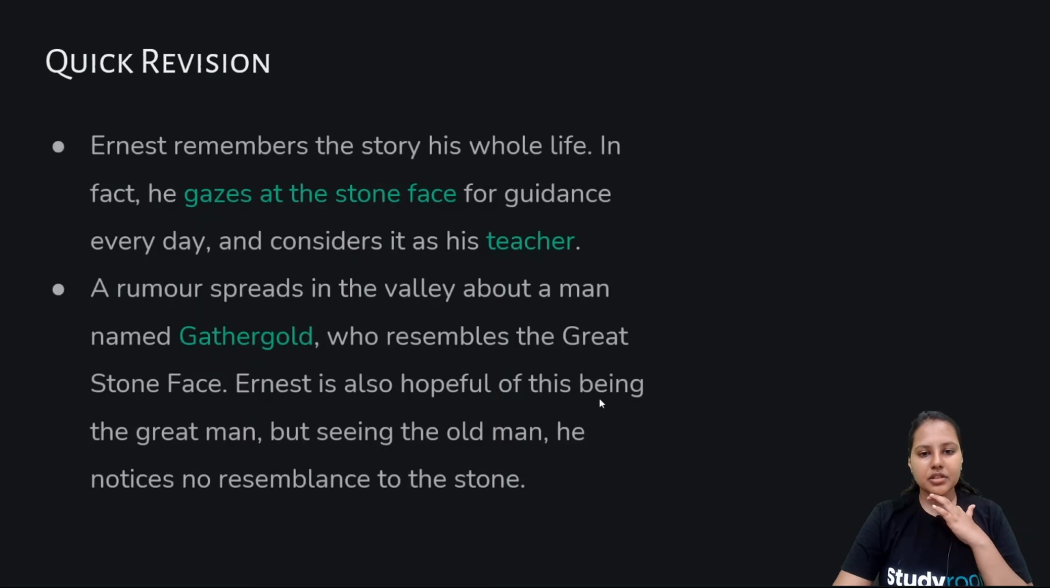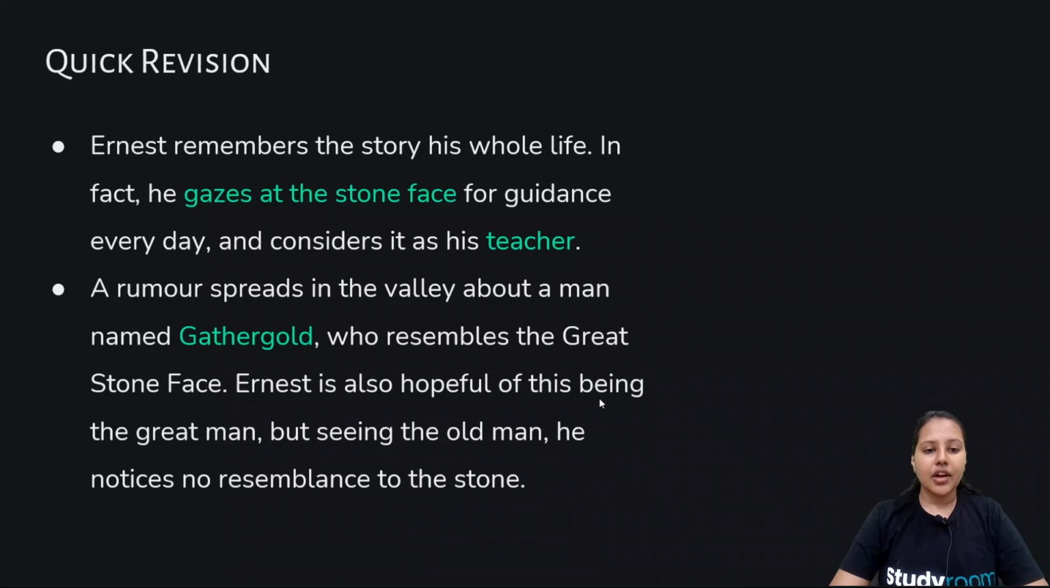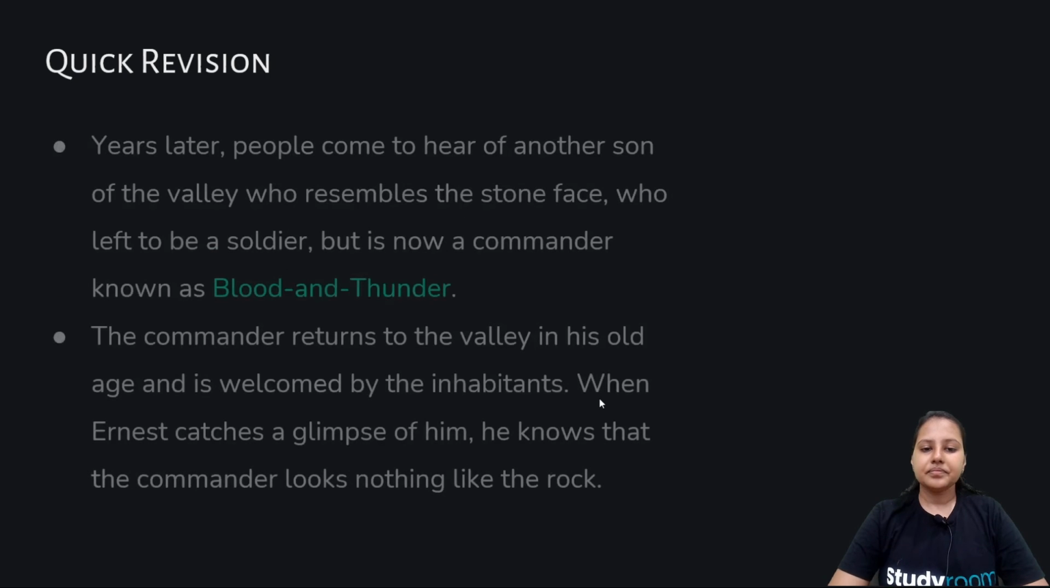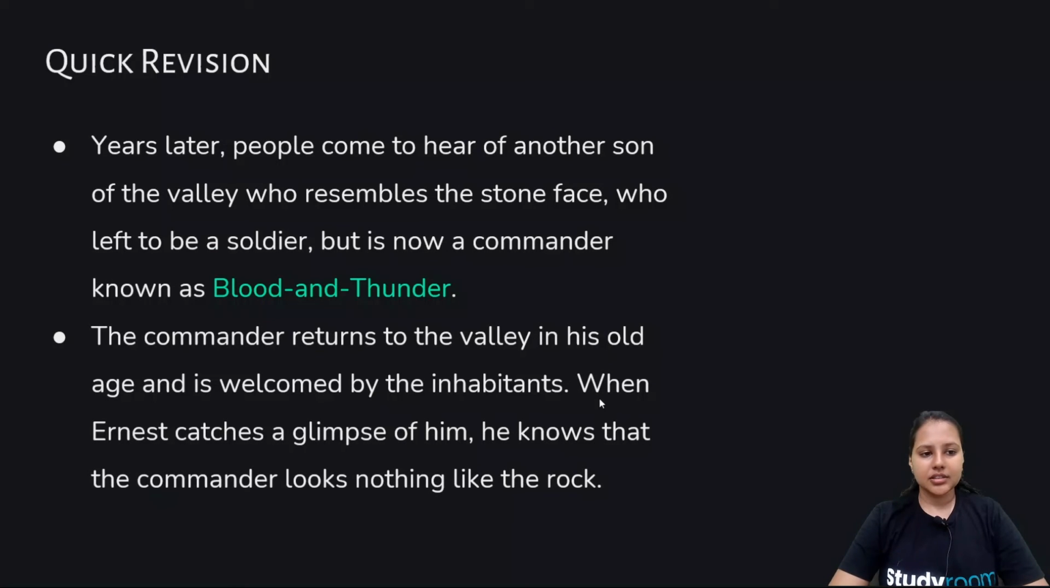Ernest remembers the story his whole life. In fact, he gazes at it for guidance every day and considers it his teacher. A rumor spreads in the valley that a man named Gathergold, who is a merchant, resembles it, and Ernest is also hopeful of this great man. But when he sees the old man, he notices there is no resemblance. Years later, people hear of another son of the valley who resembles it, and it's a soldier. Blood and Thunder is the name the army people have given him.